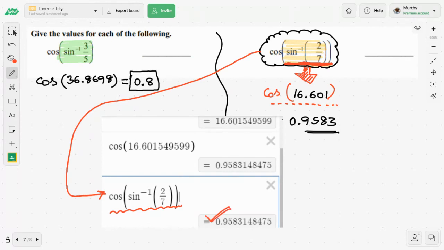Okay. Now let's discuss some word problems. Before going to that, do you have any questions?